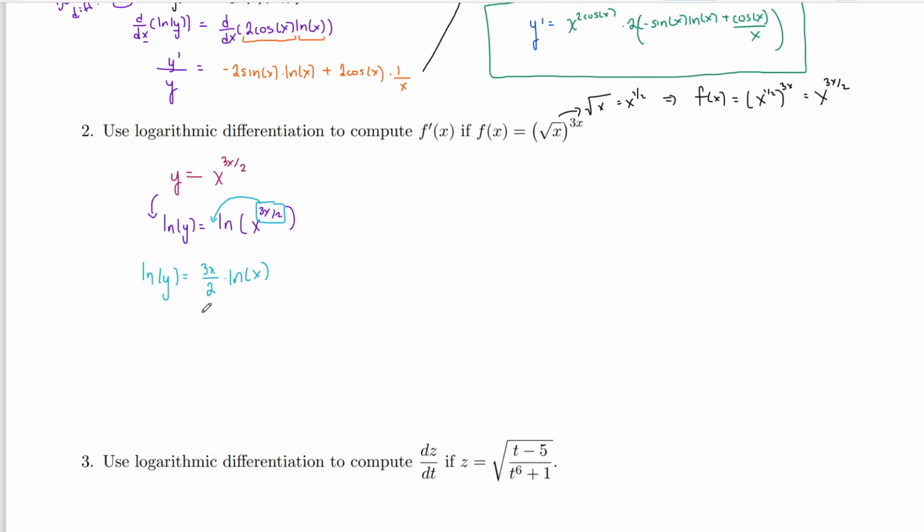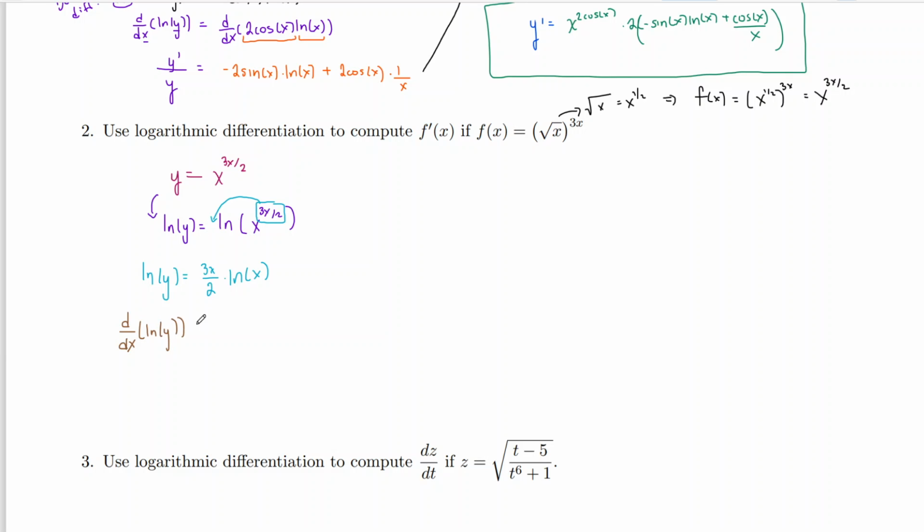Right? Is this right side simplified? Can we do the implicit derivative now? We can because the inside is just x. There's no multiplications, no divisions, no powers. We're good to go. And now we do implicit differentiation. We do the derivative of each side with respect to x.